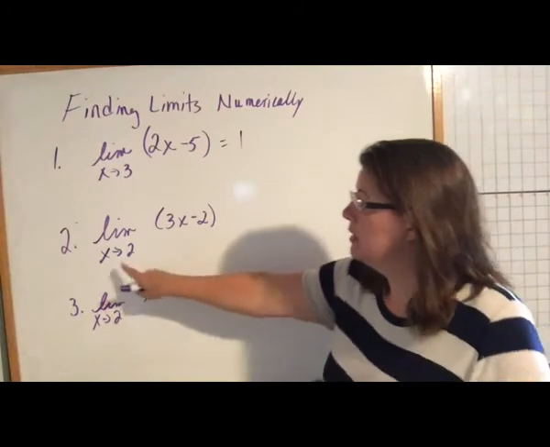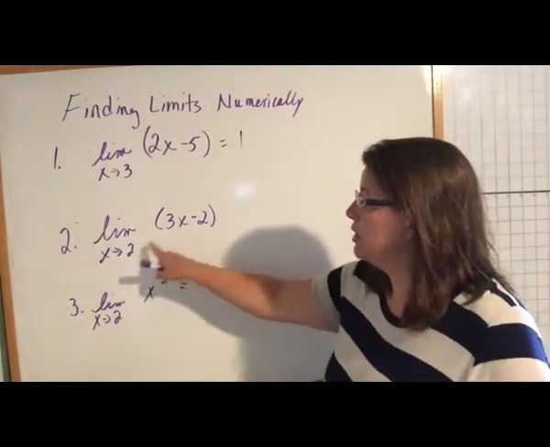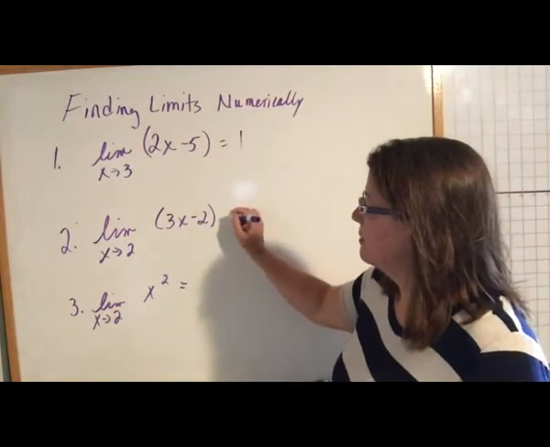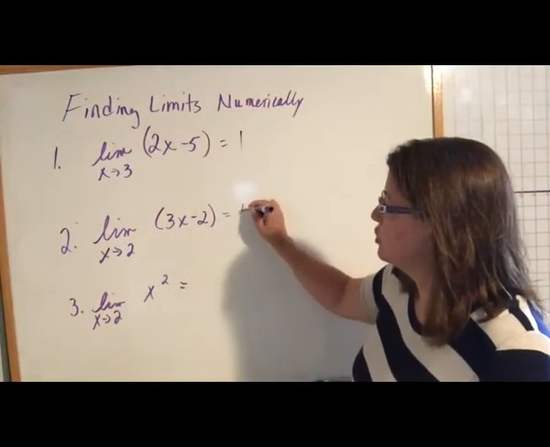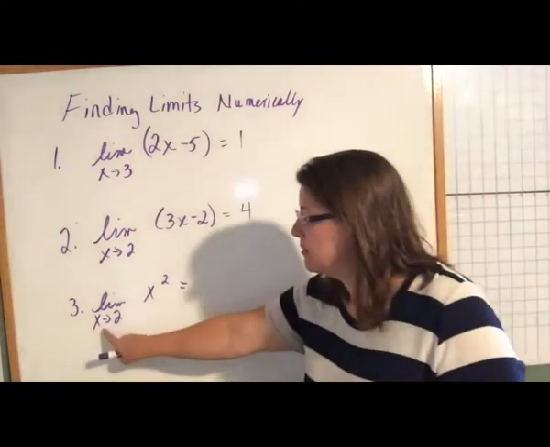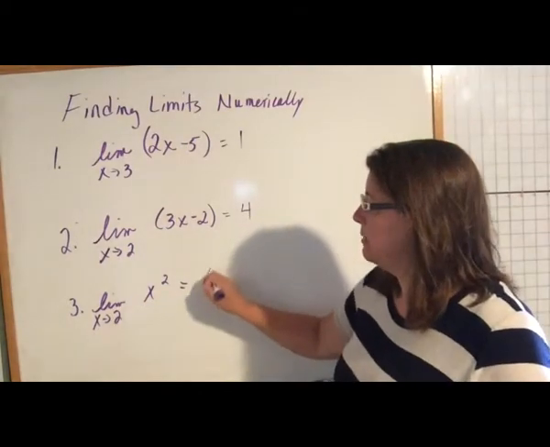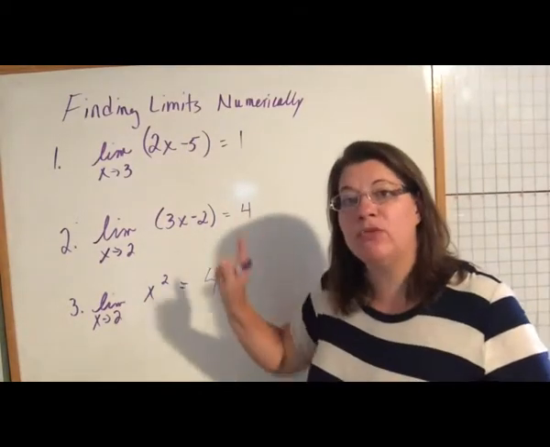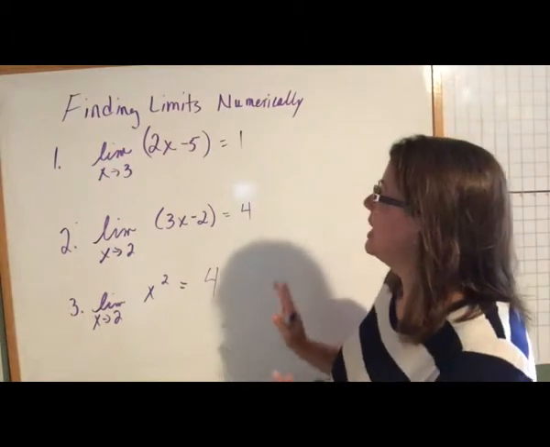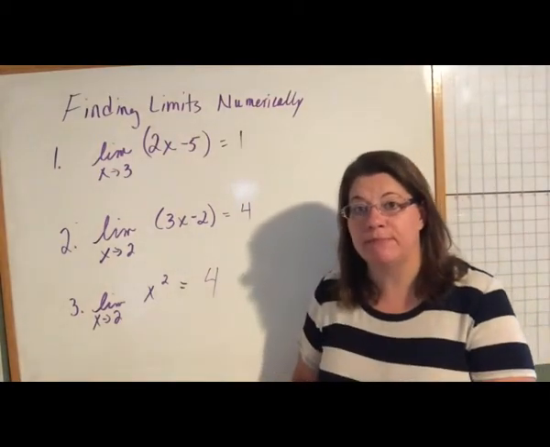For the second one, the limit of 3x minus 2 as x approaches 2, I'm going to plug 2 in. 3 times 2 is 6, 6 minus 2 is equal to 4. And for the last one, the limit as x approaches 2 for x squared, I'm going to plug 2 in for x, I end up getting 4. So these are examples of real simple basic limit problems that we can solve with simple substitution.